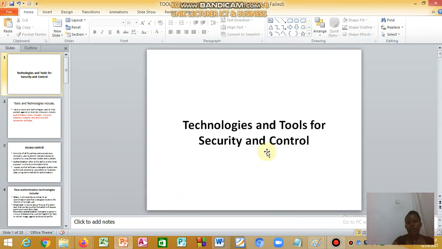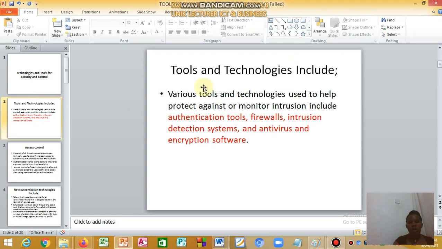Technologies and tools for security control. Tools and technologies used to help protect against or monitor intrusion include authentication tools, firewalls, intrusion detection systems, antiviruses and encryption software.